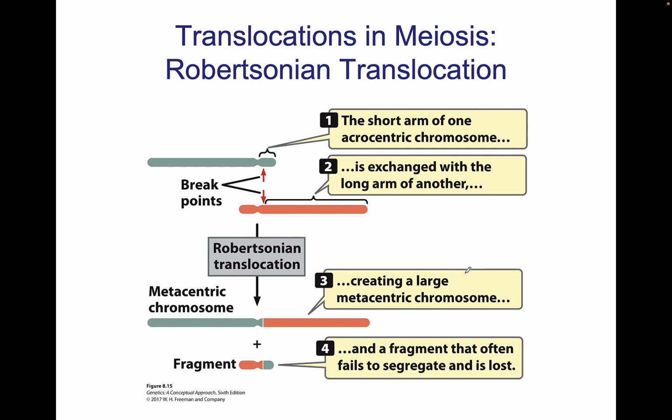The third type is Robertsonian translocation. This is where the long arms of two acrocentric chromosomes become joined to a common centromere through translocation. It generates a metacentric chromosome with two long arms and another chromosome with two very small arms. Oftentimes with Robertsonian translocation, that smaller chromosome is lost, because it doesn't have enough mass to segregate properly during mitosis and meiosis. And so ultimately, as a result of Robertsonian translocation, you have a loss or reduction of chromosome number.